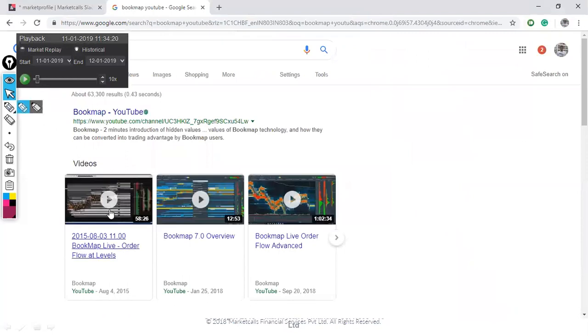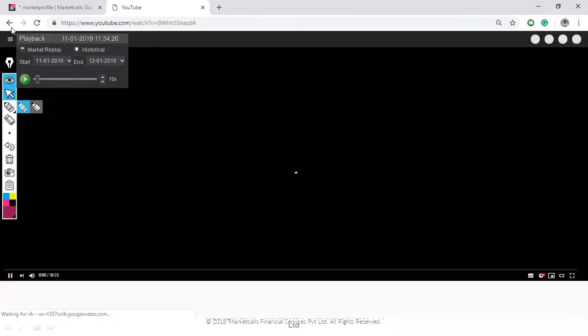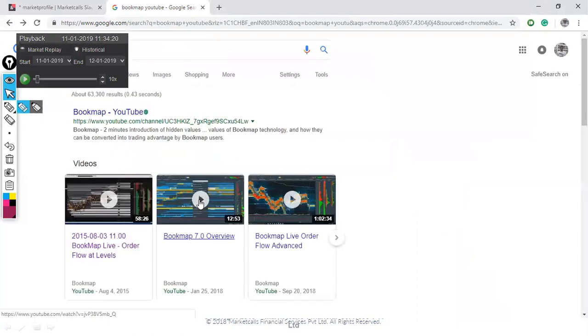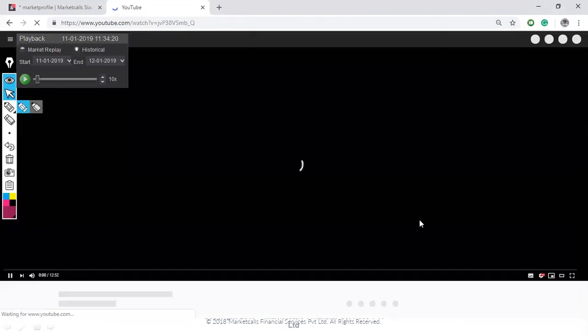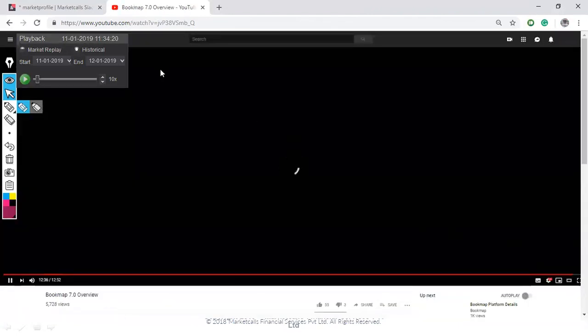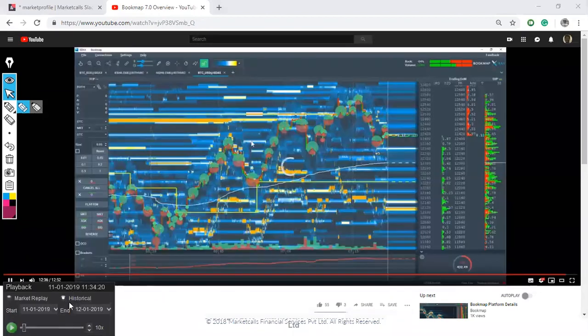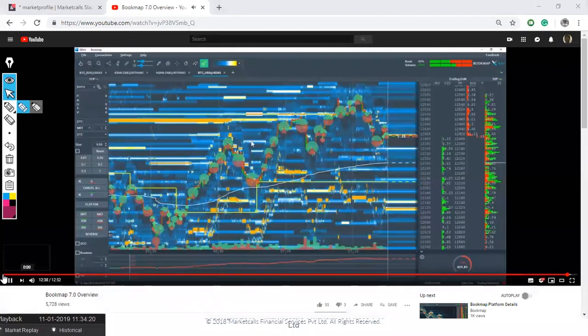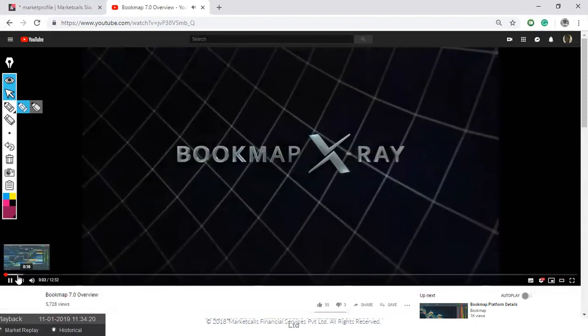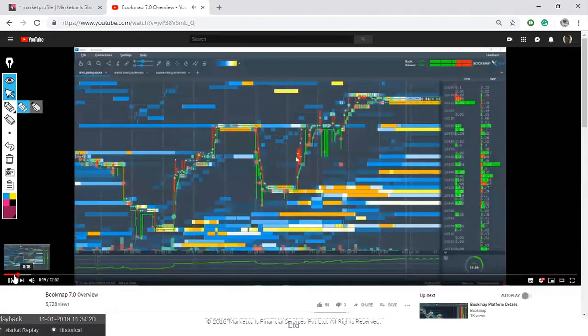Okay, here it is. Maybe I'll run this Bookmap overview. Significant technical performance improvements. Let's take a closer look.